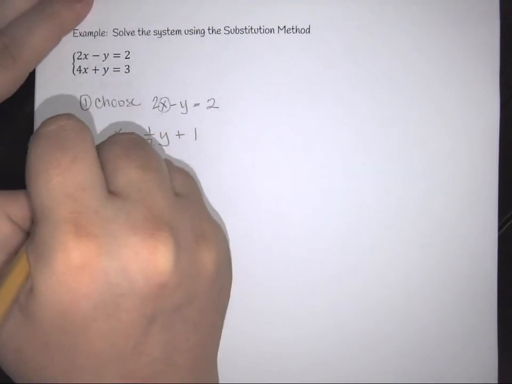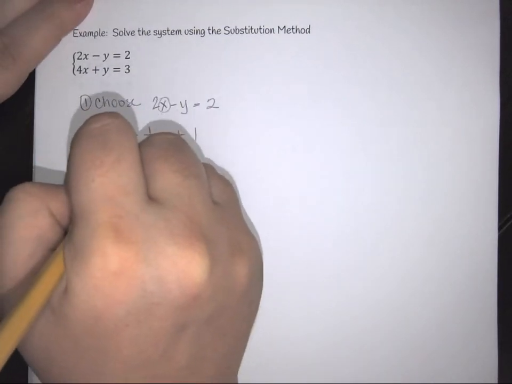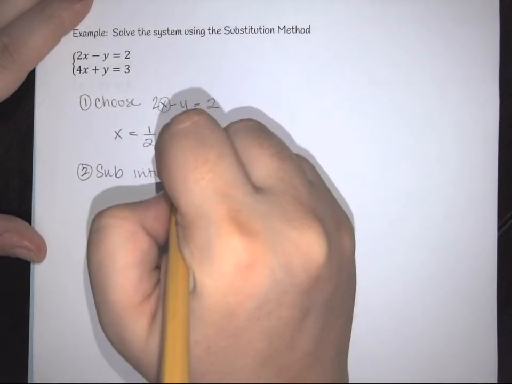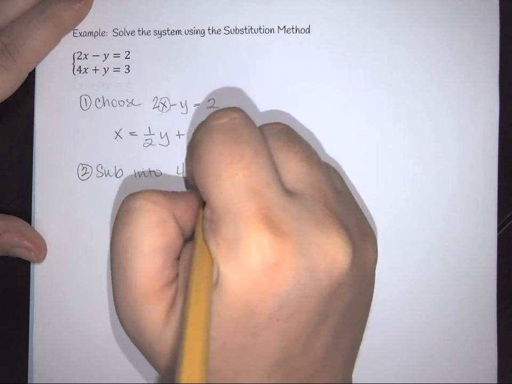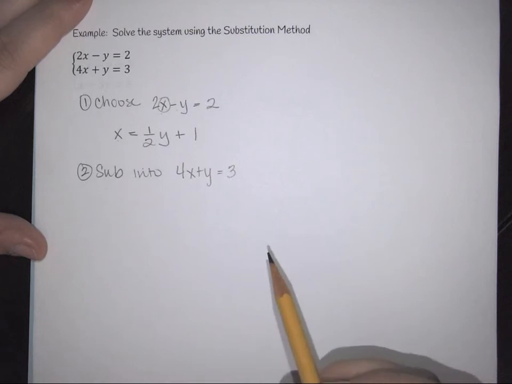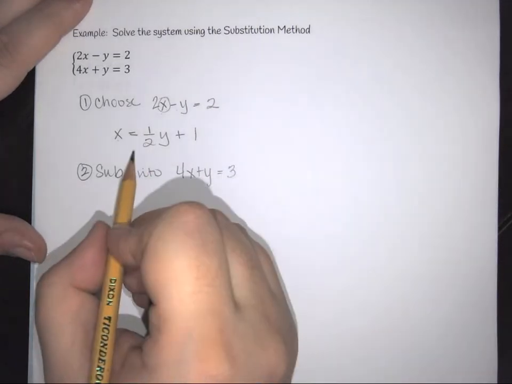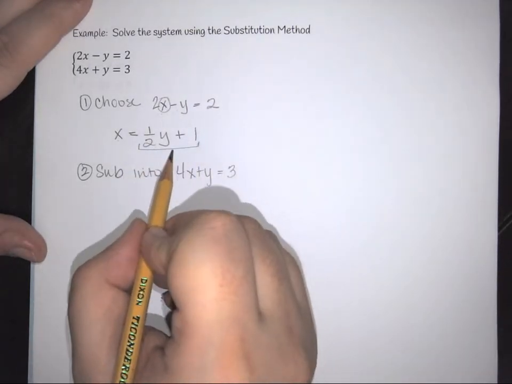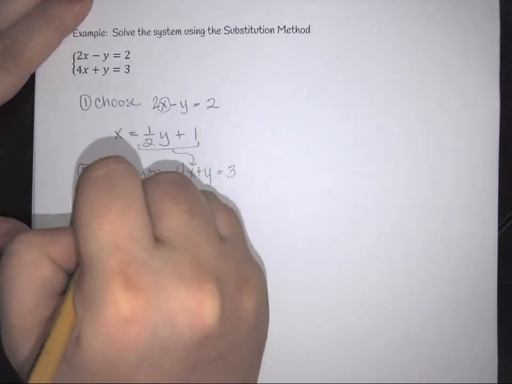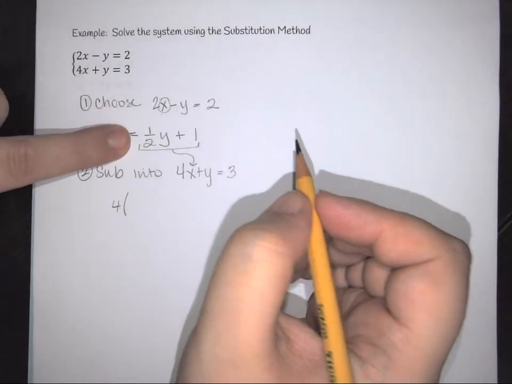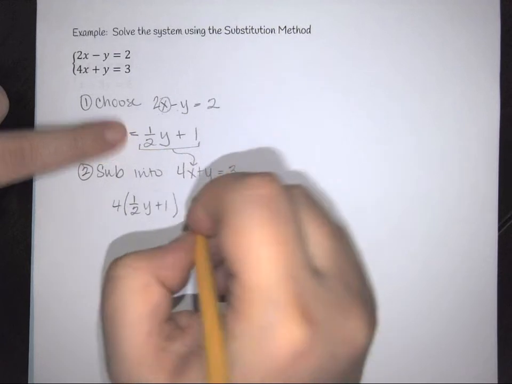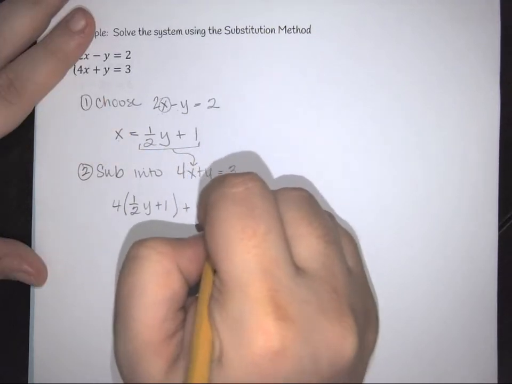Your second step says that you have to substitute it into the equation that you did not use. So we're going to substitute it into the 4x plus y equals 3. So what that means is that this part of my equation here has to become the x value. So this becomes 4 times what I solved for. So this is that 1/2 y plus 1. And then plus y equals 3.